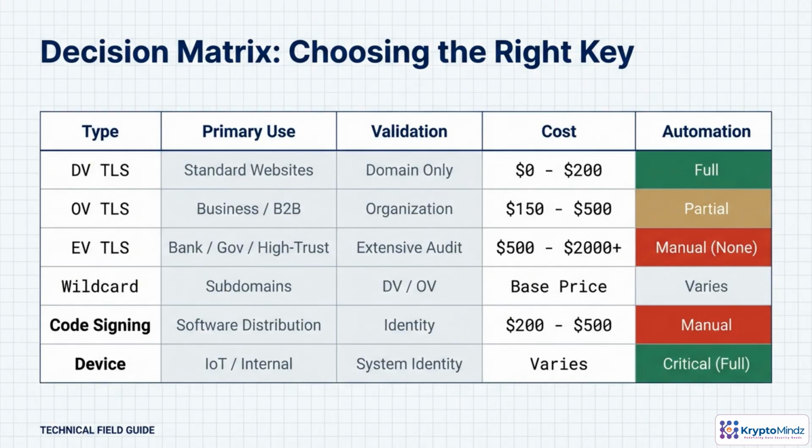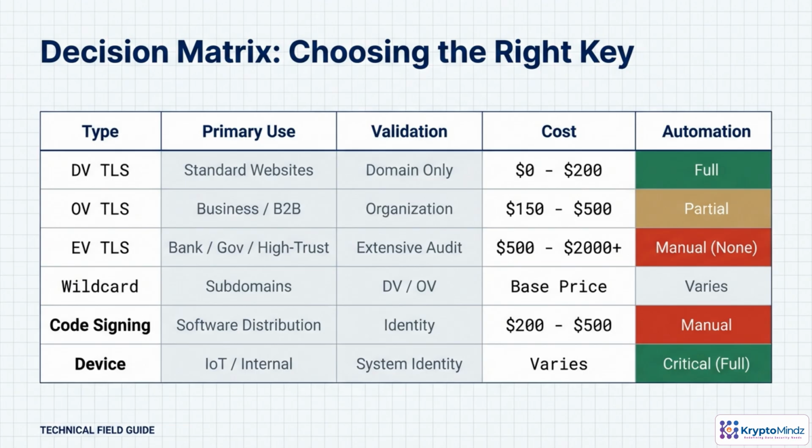Choosing the right certificate type starts with understanding the risk and the user's expectations. For public websites, where you mainly need encryption and a padlock in the browser, domain-validated or DV certificates are usually enough and can be fully automated at low cost. For business portals, partner access, or anything that represents your organization's identity, organization validated or OV adds a verified company name. It costs more and automation is a bit harder, but it signals stronger accountability.